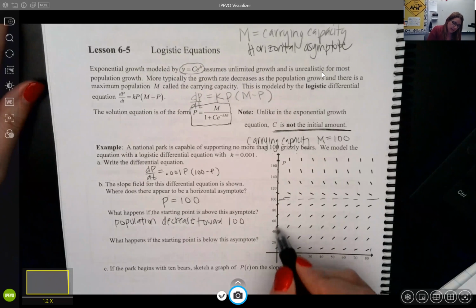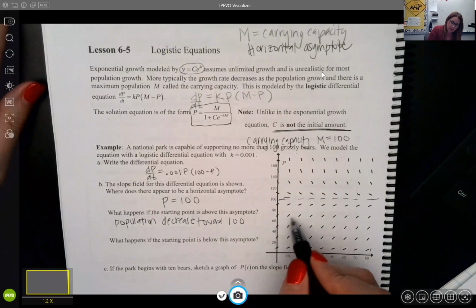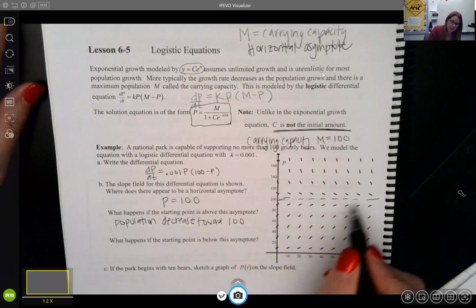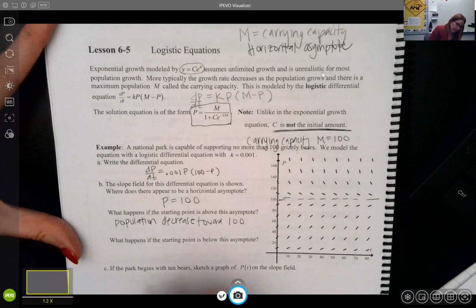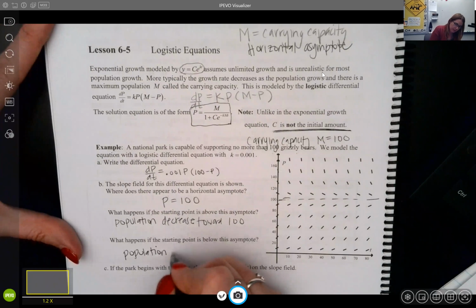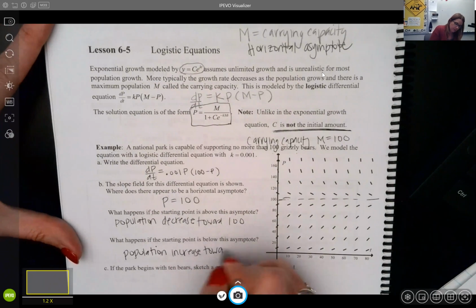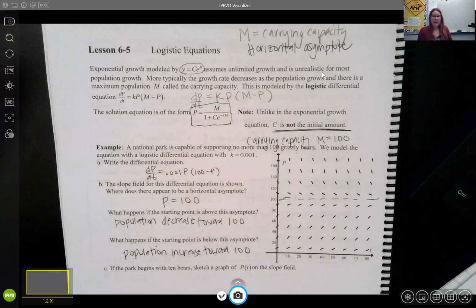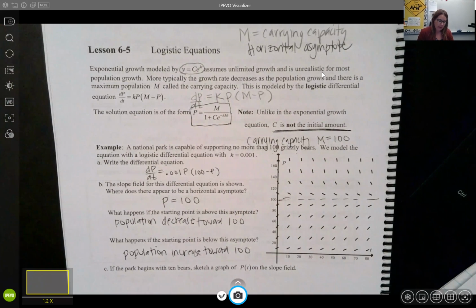All right, well, what happens if the initial point is down here? Then it's going to start at that population, and the population is just going to grow from there. Okay, so it's going to grow if it starts below the asymptote or the carrying capacity. So the population will increase toward 100. So see, we can still have growth and decay, but it is going to reach a certain point.